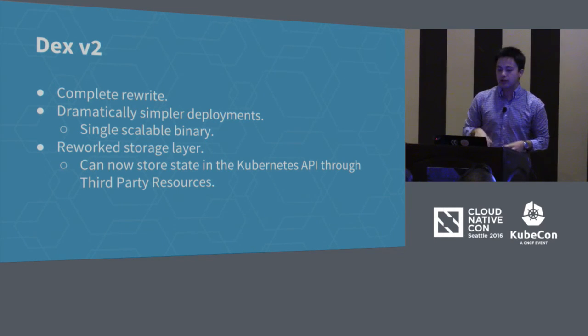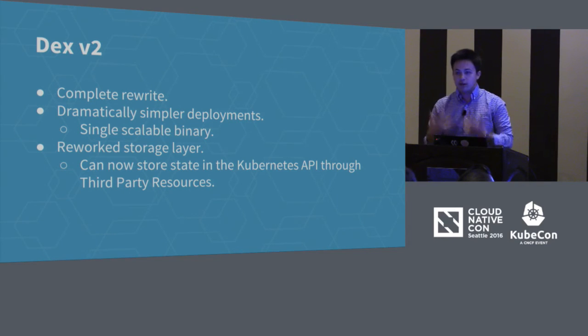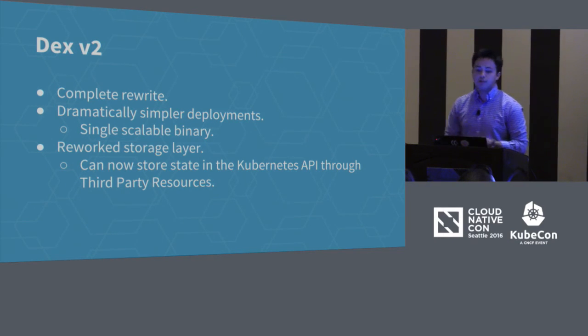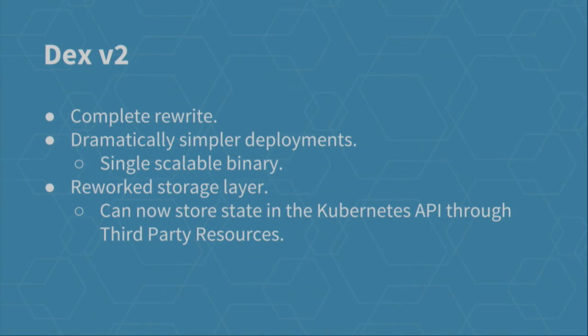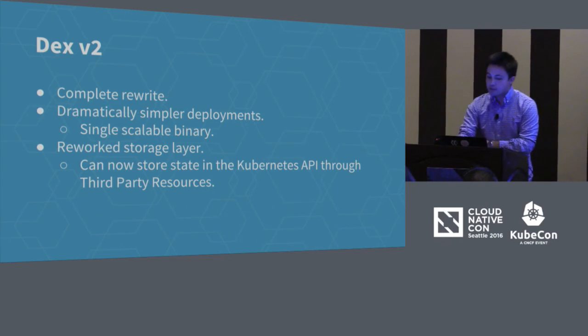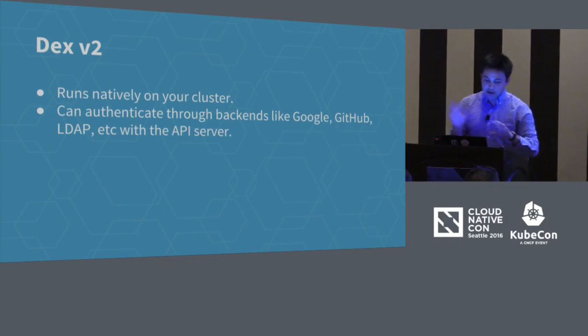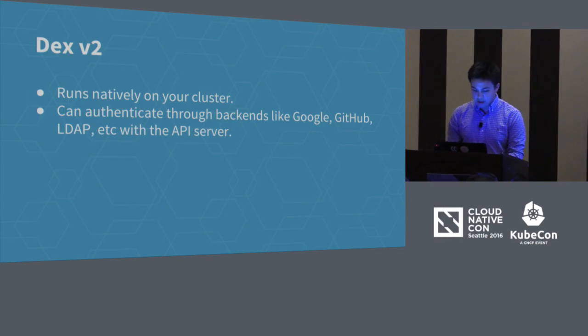An important addition to the storage layer is that we can now store a little bit of our state, like refresh tokens, like nonces to prevent replays, in the Kubernetes API server, right? So I can actually store all of the state for Dex in the Kubernetes API server, and you can run natively on top of Kubernetes. Some might say that's an abuse of third-party resources. They may be right. We probably want to switch over to some other, Kubernetes native storage. We're really interested about the etcd operator work. But for now, this at least gets us to where we need to be. So it runs natively in your cluster, and can authenticate through backends like Google, GitHub, and so on and so forth.